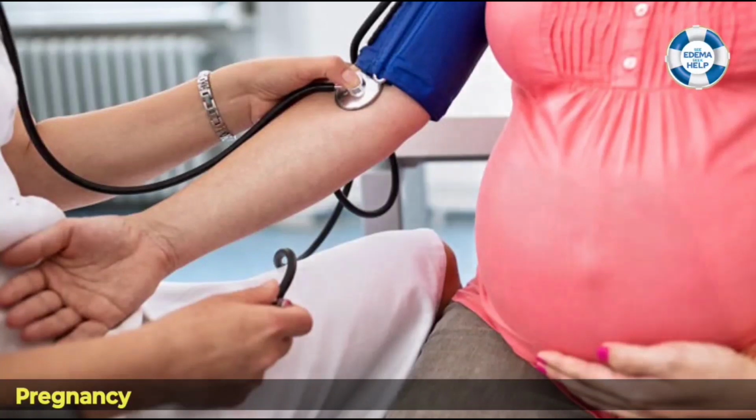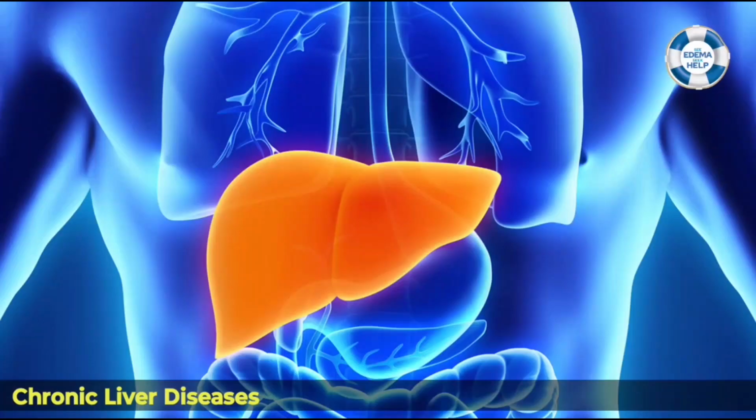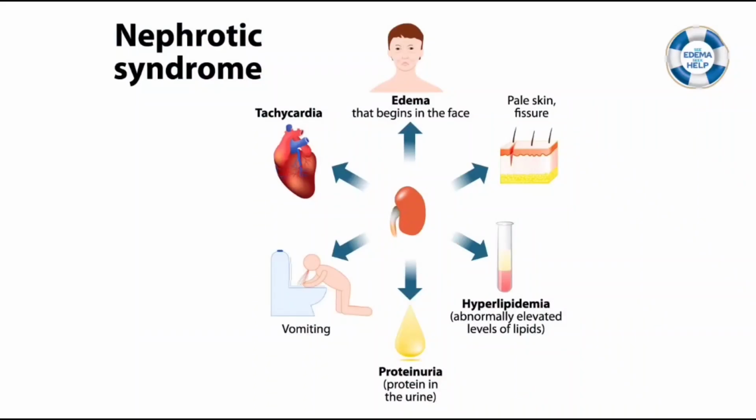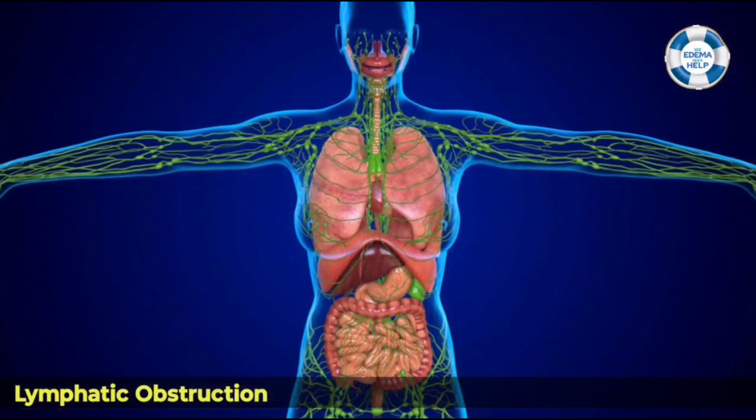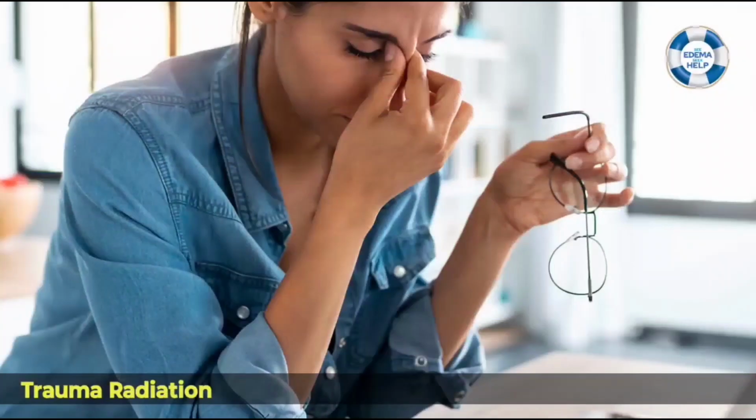The third cause, decreased capillary oncotic pressure, includes systemic causes like protein deficiency states, such as chronic liver disease, nephrotic syndrome, protein losing enteropathy, and malabsorption syndrome. The fourth and last cause of edema is lymphatic obstruction, which is called lymphedema. It includes tumors, trauma, radiation, and infections like filariasis.